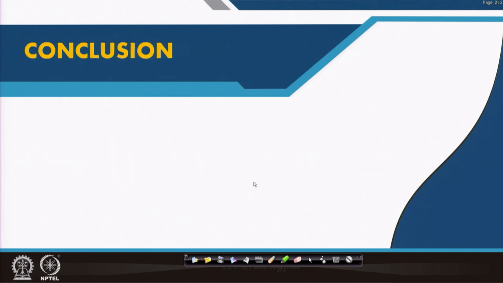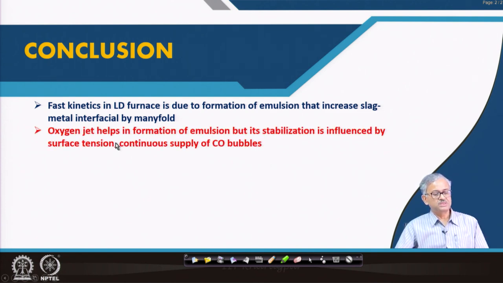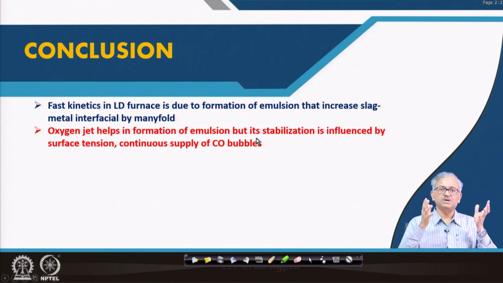So in conclusion, we can say the fast kinetics in the LD furnace is due to formation of emulsion that increases the slag metal interfacial area by manifold, right? The oxygen jet helps in formation of the emulsion, and the stabilization is influenced by the surface tension and continuous supply of CO gas bubbles. That is very important. So the oxygen jet creates the emulsion. Basically, it tears off the metal droplets and throws them into the slag, and they create the emulsion. But for stabilizing the emulsion, the most important thing is your surface tension at the different interfaces: slag metal interface, metal gas interface, slag gas interface, all of which we have discussed.